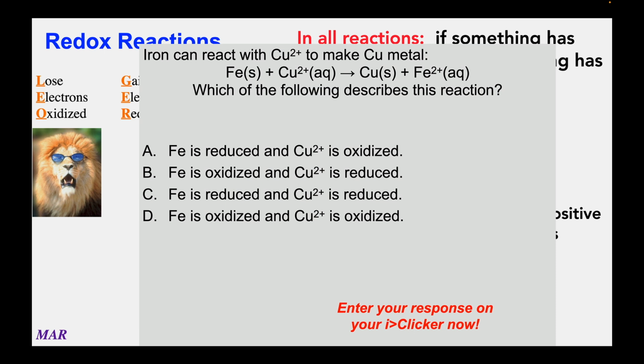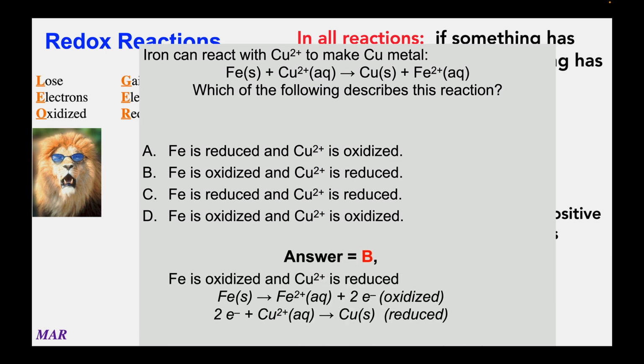Now, iron is going to iron +2. So iron on the left is losing 2 electrons. It's becoming more positive. We would say that iron is being oxidized. Copper 2+ is becoming more negative as it goes to copper. So going from 2+ to copper 0, which is what copper solid is, that's becoming more negative. It's going towards negative numbers. So copper 2+ is gaining electrons. Copper 2+ is being reduced. So answer B would be the best answer here.